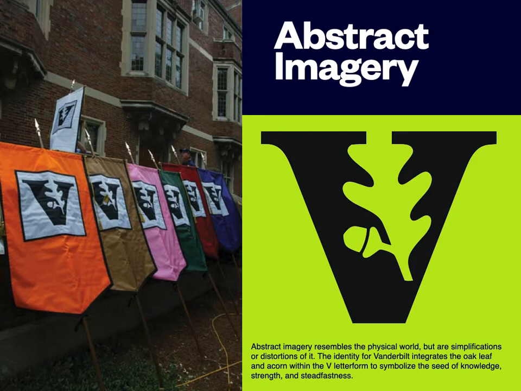Abstract images resemble a physical world but are a simplification or a distortion of the things in it. Let's look at this example here. The identity for Vanderbilt University integrates the oak leaf and the acorn within the V letter form to symbolize the seed of knowledge, strength, and steadfastness.